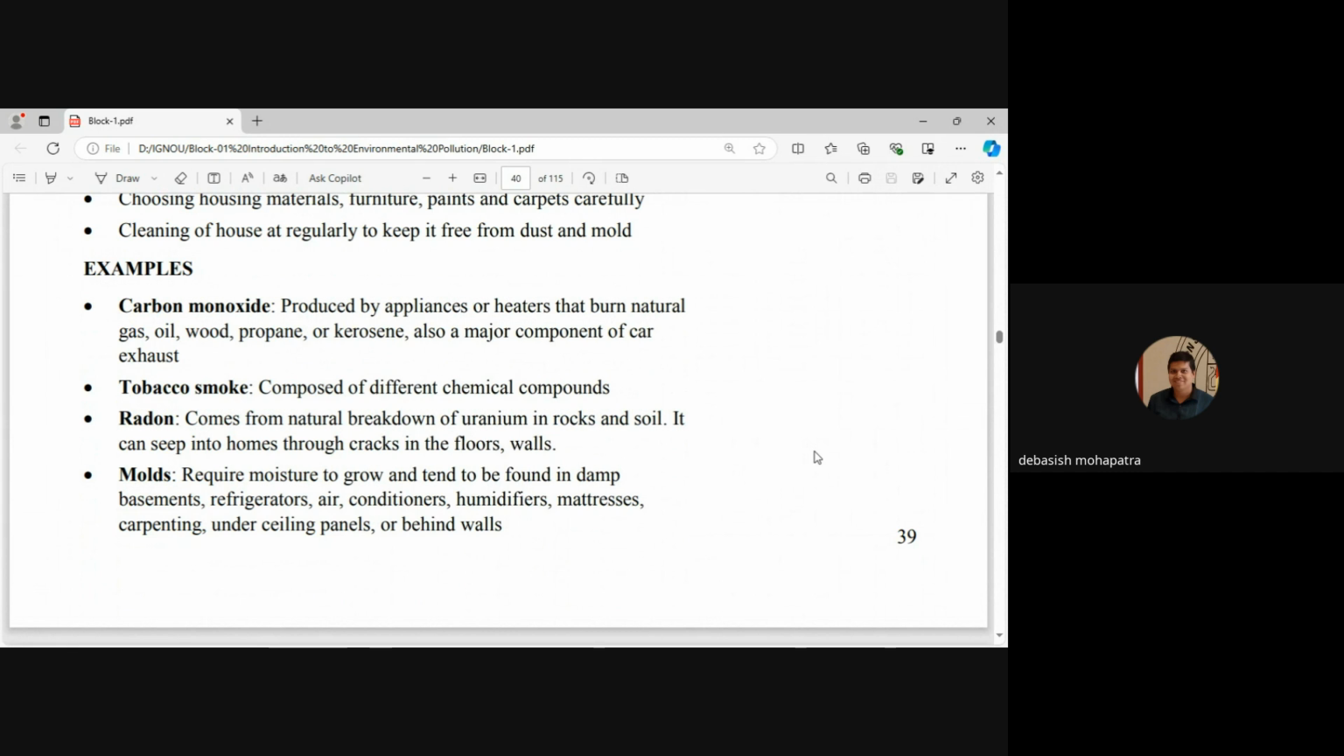Then molds, which require moisture to grow and tend to be found in damp conditions, humid mattresses, carpets, under ceiling panels or behind walls. This is where the molds can grow.